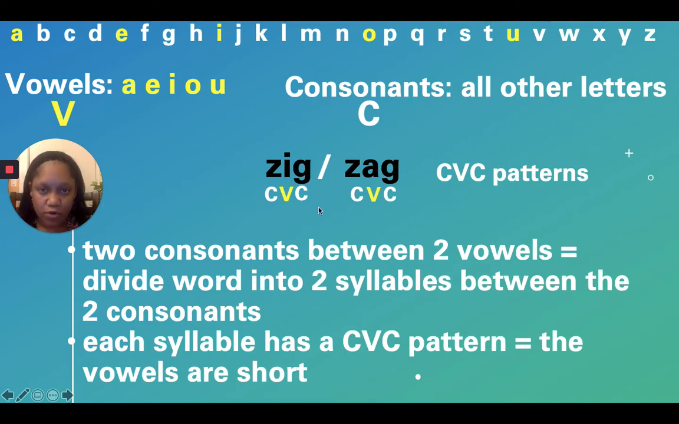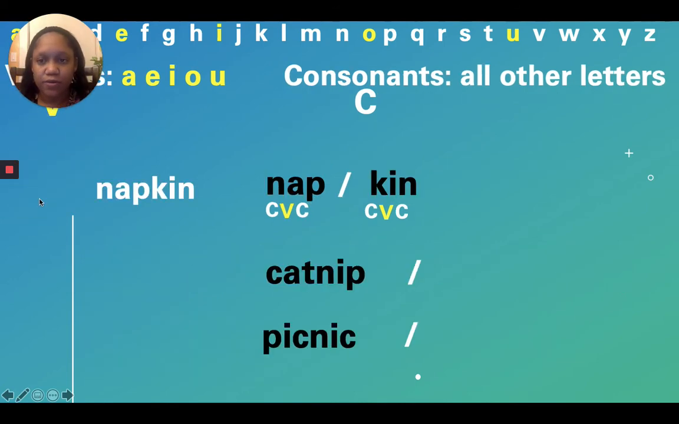Now, if we have a word with 2 consonants next to each other, with 2 vowels around them, we break the word up between the 2 consonants. Here we have 2 syllables now, and each of these syllables have a CVC pattern. Knowing that tells us that the vowel sound is a short vowel sound because CVC words or syllables usually have the short vowel sound. So now we put all the things that we know together. We have zig, zag, which makes zigzag. Okay? Let's try this out with some other words.